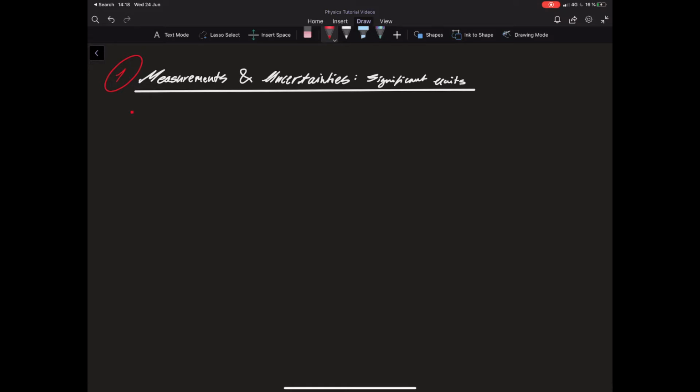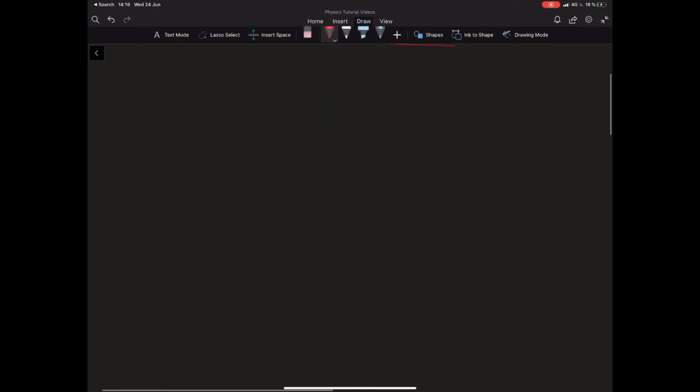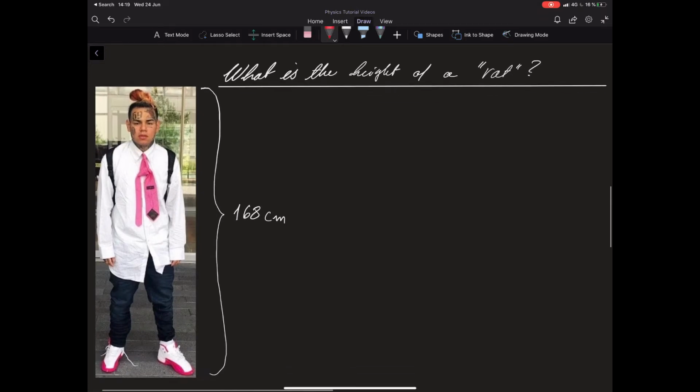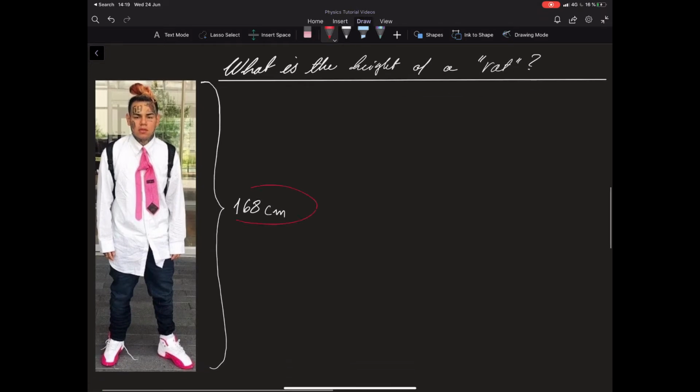For today's lesson, we will go through the first unit, measurements and uncertainties. Now, first of all, what are measurements? Well, it can be defined as the size and or magnitude of something. For example, if we scroll down, the height of a rat is approximately 5 foot 6 inches or 168 centimeters.